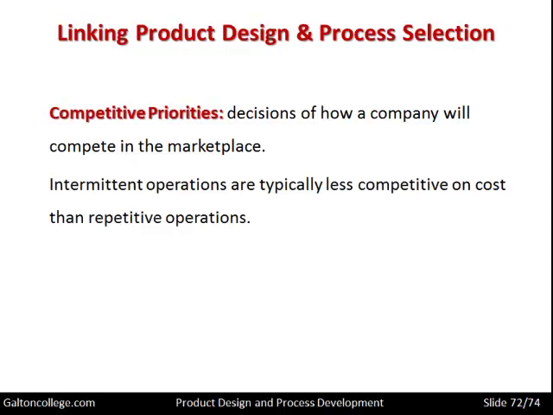Intermittent operations are typically less competitive on cost than repetitive ones. So the company must make decisions as to whether it's going to mass produce the item, in which case it's much cheaper, specialist machinery, continuous production, much cheaper than intermittent, where production will have to be switched over and gone into stores to hold in the stores and taken back and completed at a later stage. That's costly. So looking at competitors and looking at the prices they charge, this may partially determine the type of process that the company will undertake.